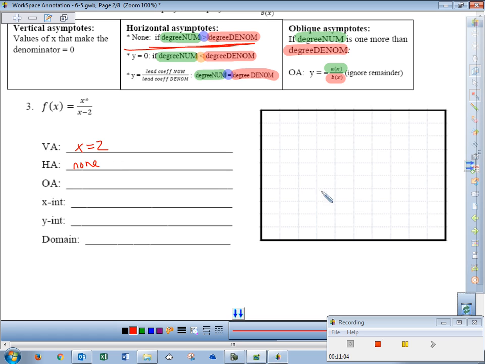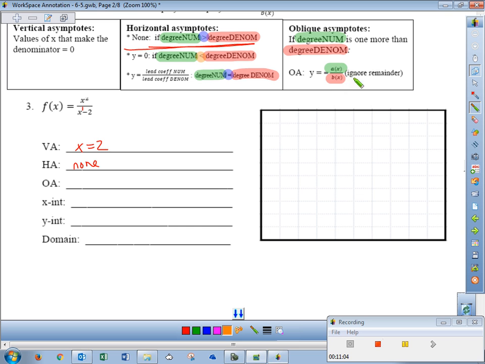Oblique asymptotes. Let's see if there are any first, because we haven't even figured out how to find them, but you just have to figure out if there are any. The only way that there are oblique asymptotes is if the degree of the numerator is exactly 1 bigger than the degree of the denominator. Is that happening? It is. This is degree 2. This is degree 1. Is everybody cool with that? So now how do you find it? You do synthetic division. And it's actually much easier than you think.